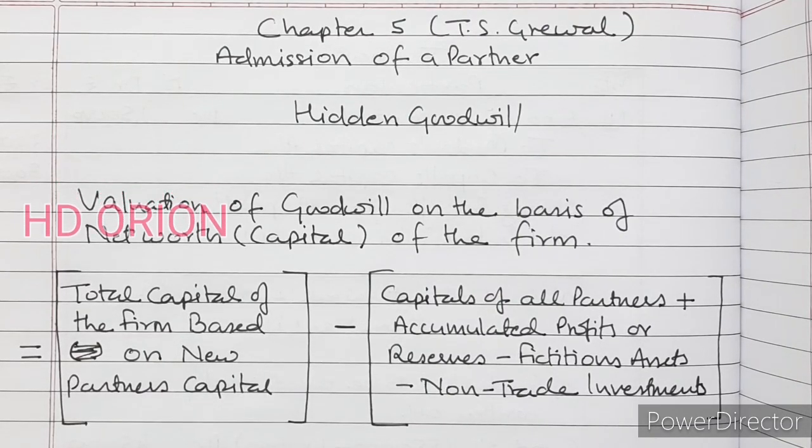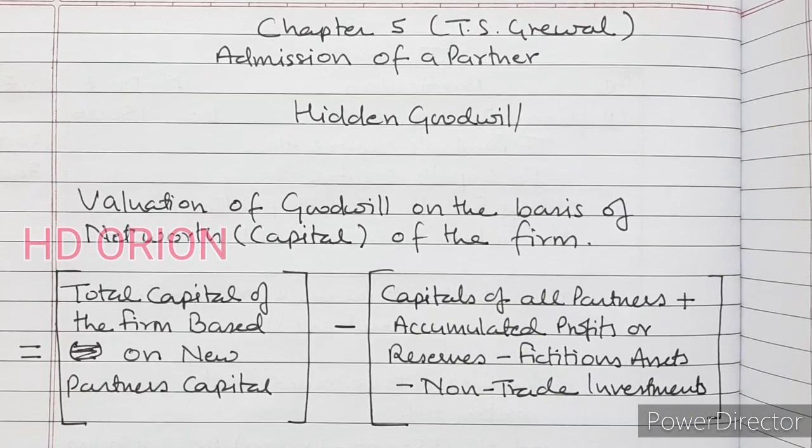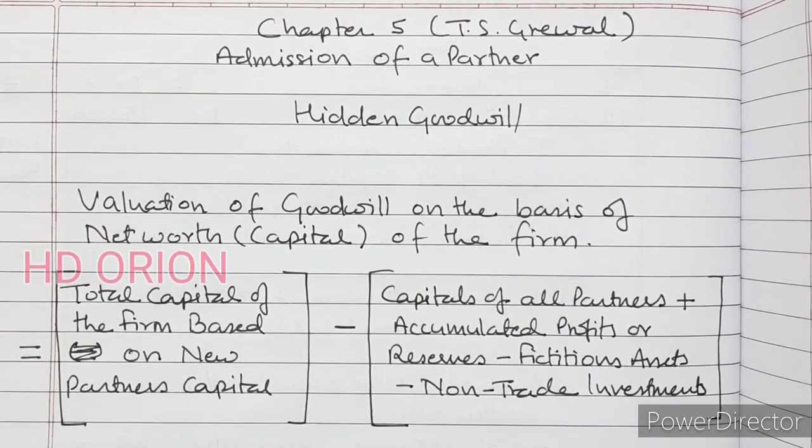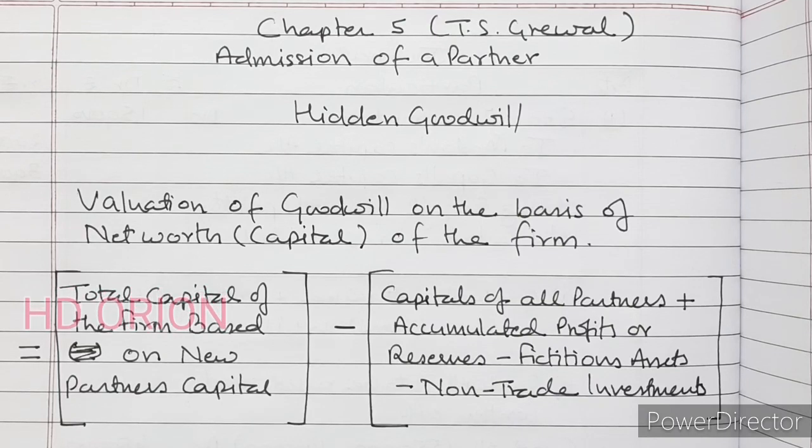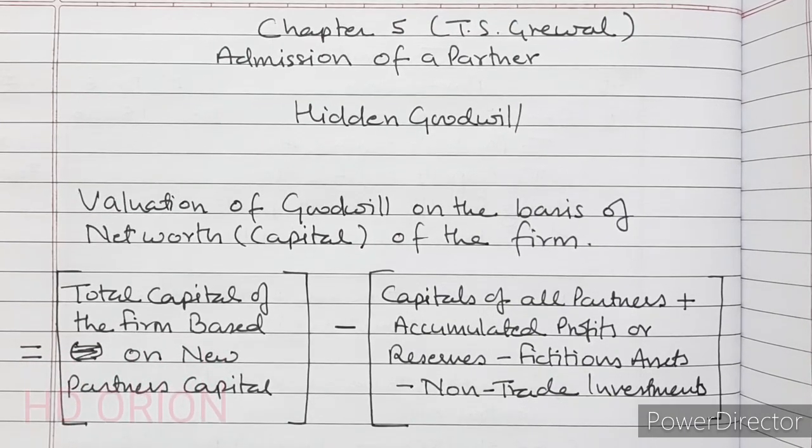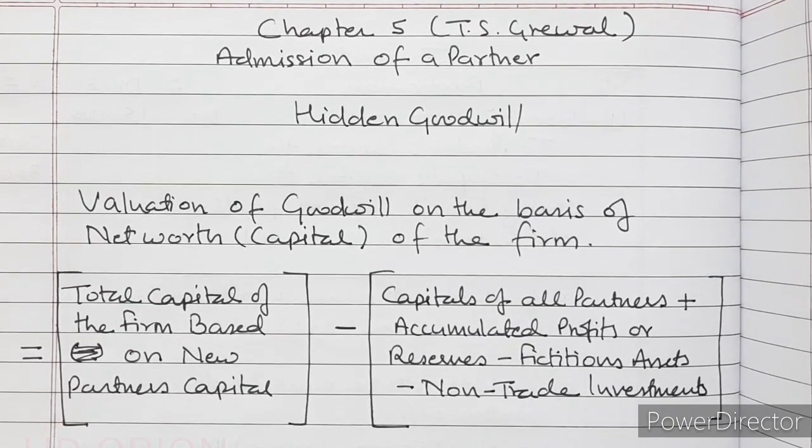So in the question it is mentioned that treatment of goodwill should be done, but no method or no clue about how to calculate goodwill is given, no amount is given. It means it is a question of hidden goodwill and you have to calculate accordingly. Let us see some of the questions from T.S. Grewal.